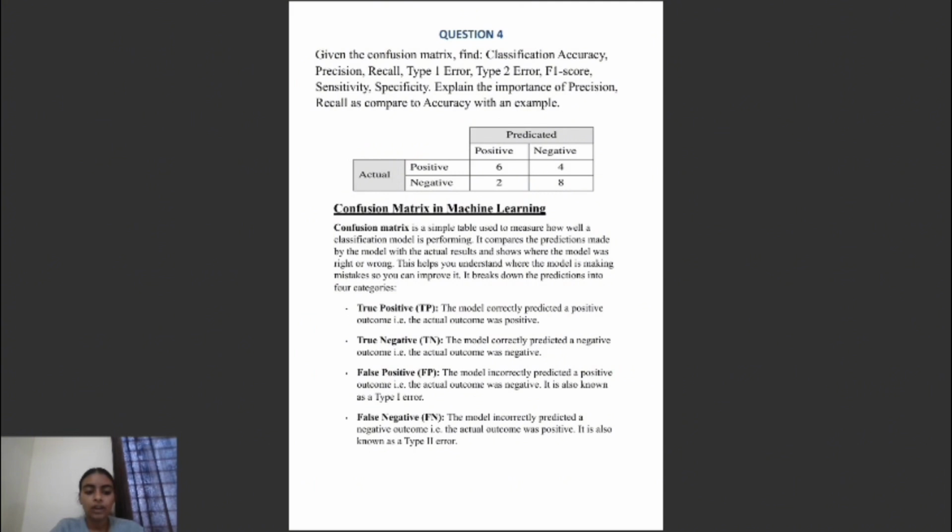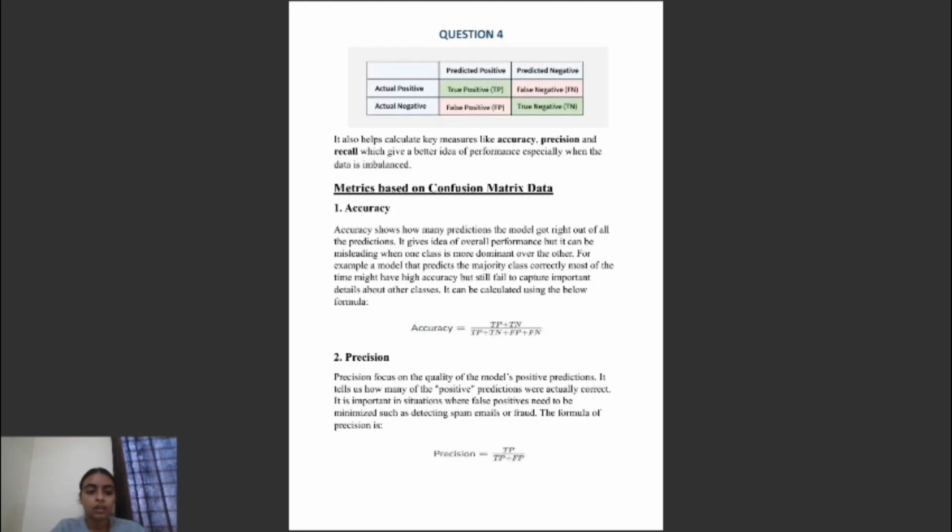These four values form the basis of all the performance matrices in machine learning. It also helps calculate measures like accuracy, precision, and recall, which give a better idea of performance, especially when the data is imbalanced. Using the confusion matrix, we can calculate multiple important matrices.